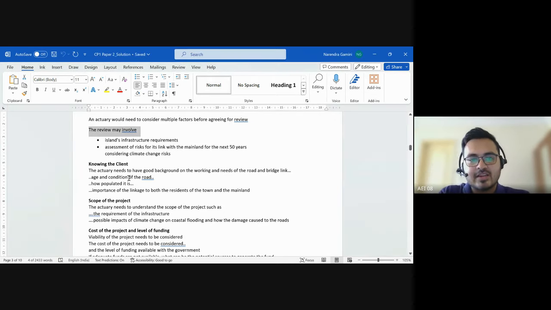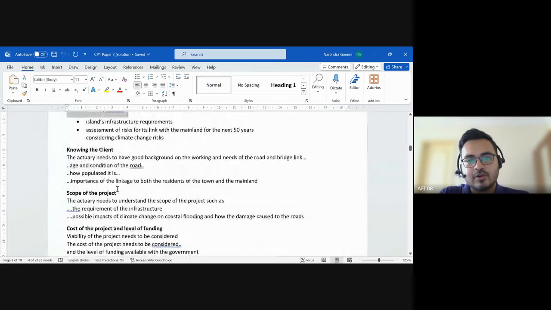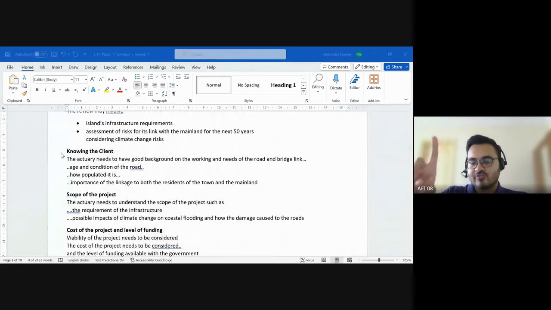Now let's look at what other things we have spoken about. Knowing the client is, of course, a very important thing. Knowing the client was basically, if I go back to our notes, it said, be aware of who the client is.